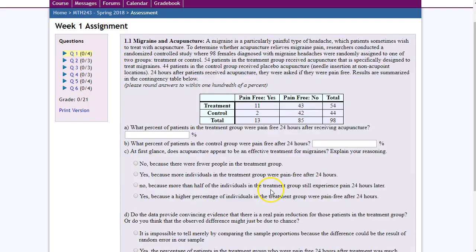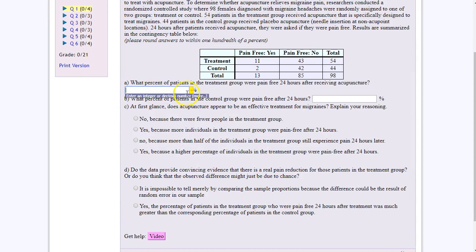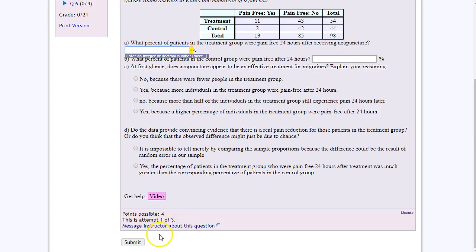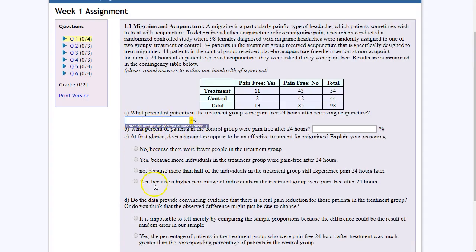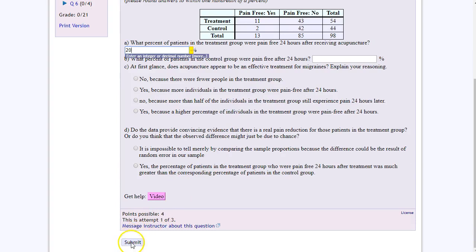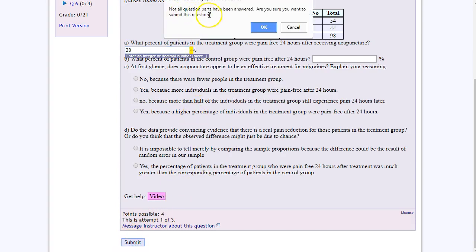Just keep in mind that when you submit, you have to complete all of A, B, C, and D. If you just enter 20 for an answer and hit submit, it'll give you a warning: not all question parts have an answer. Are you sure you want to submit the question? It will mark all your empty answers as incorrect. So keep that in mind. The multiple choice options for C and D, you won't have another attempt at those.